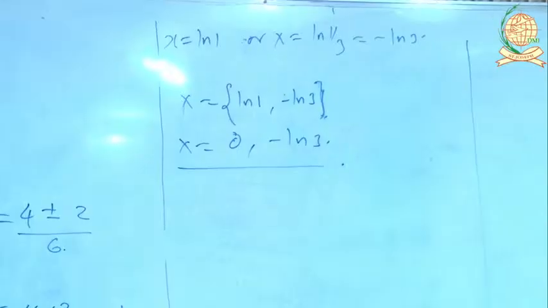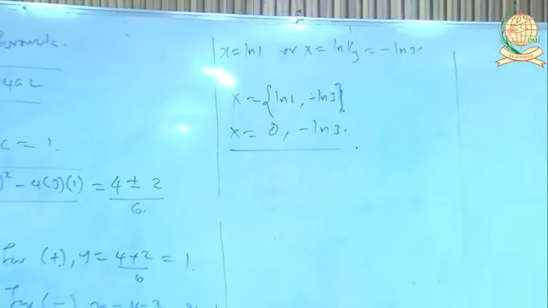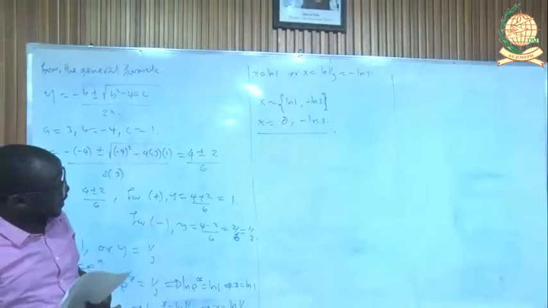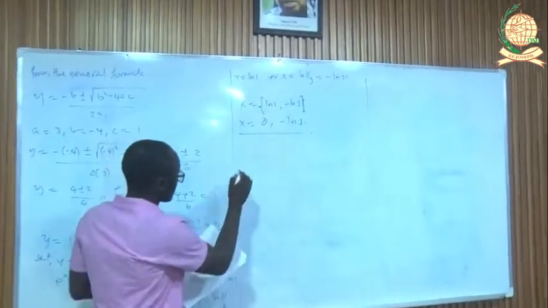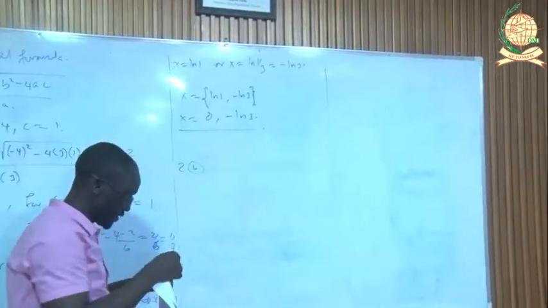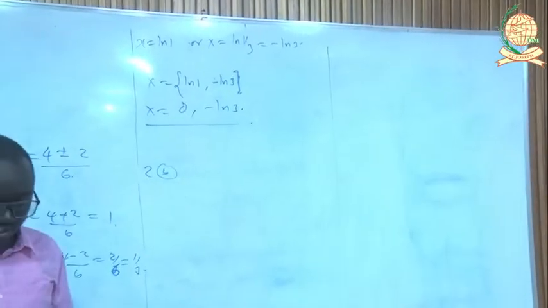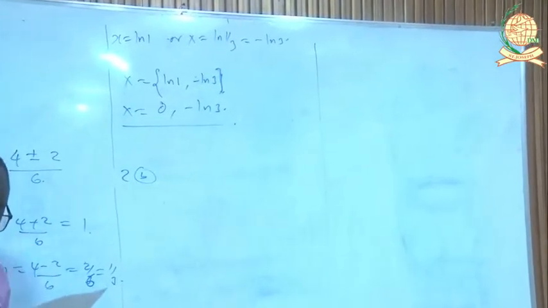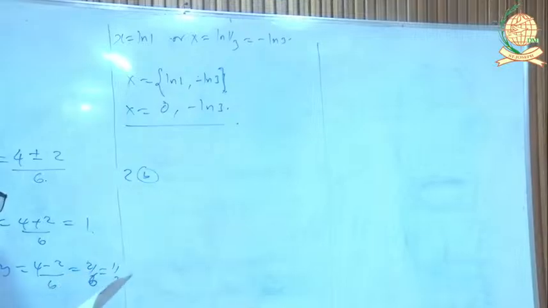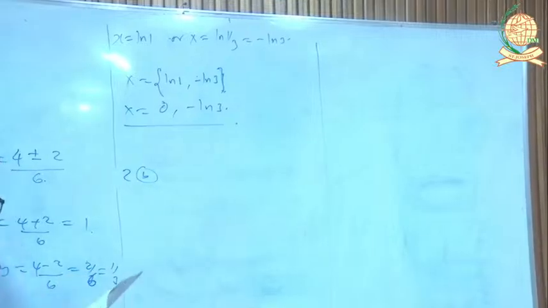So I'm going directly to part B from our paper. Part B, 2B. The question says, generate a reduction formula of I subscript n, which is given mathematically as the integral of tanh^n x dx. And then the question says, use that result to generate the value of the integral of tanh^4 x dx.